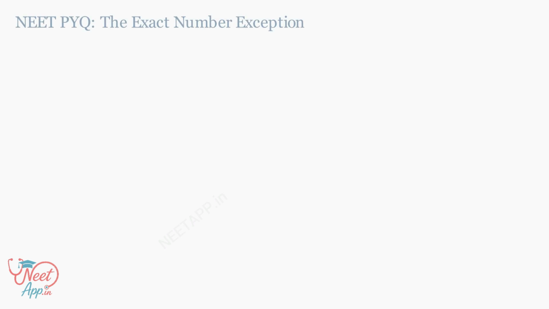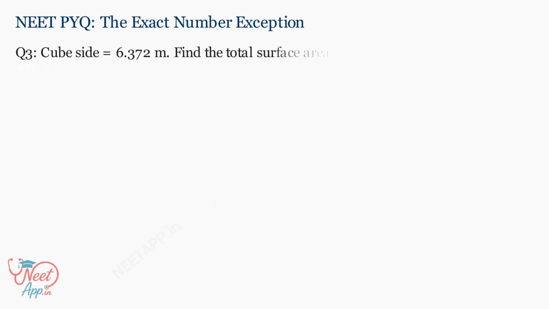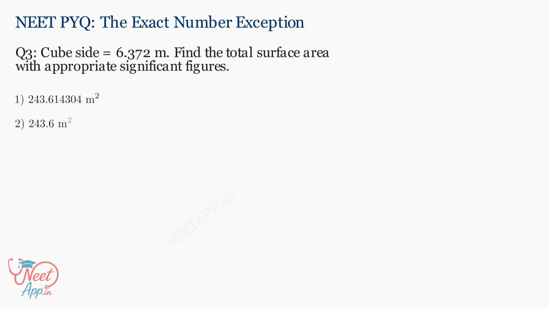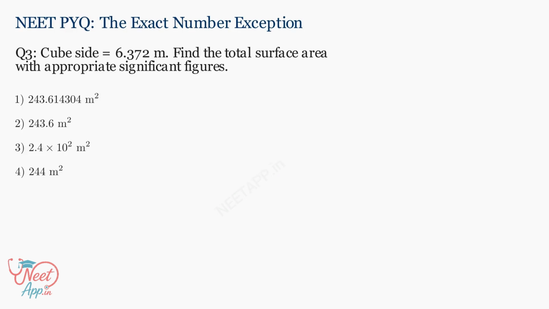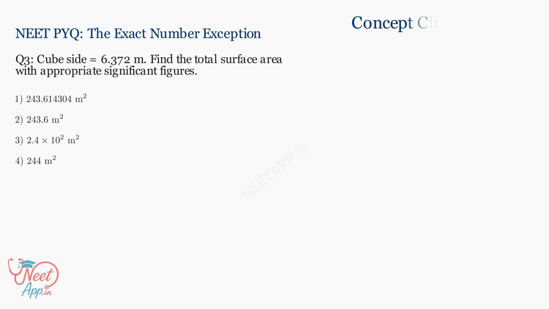Let's look at question number 3. Each side of a uniform metallic cube is measured to be 6.372 meters. We need to find the total surface area with appropriate significant figures. We know the formula for the total surface area of a cube is area equals 6 times side squared. Let's do a quick variable check. The measured side length 6.372 clearly has exactly 4 significant figures.